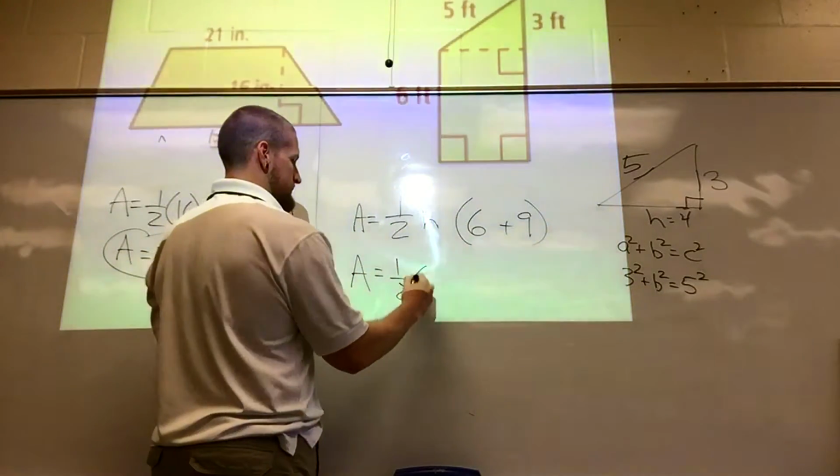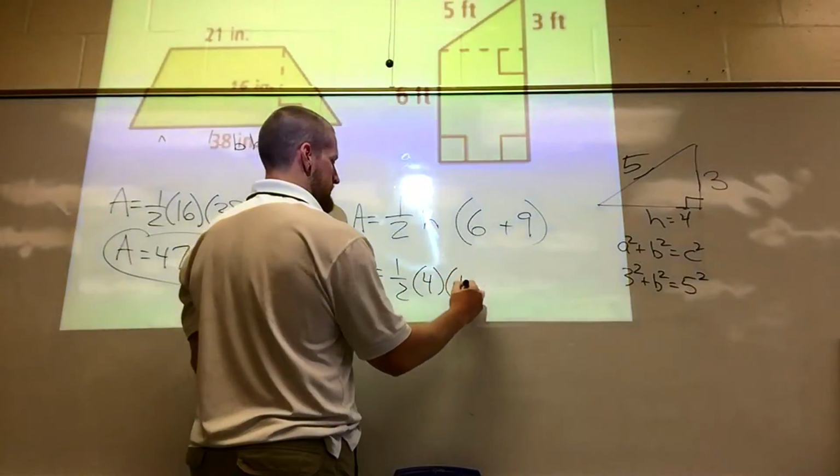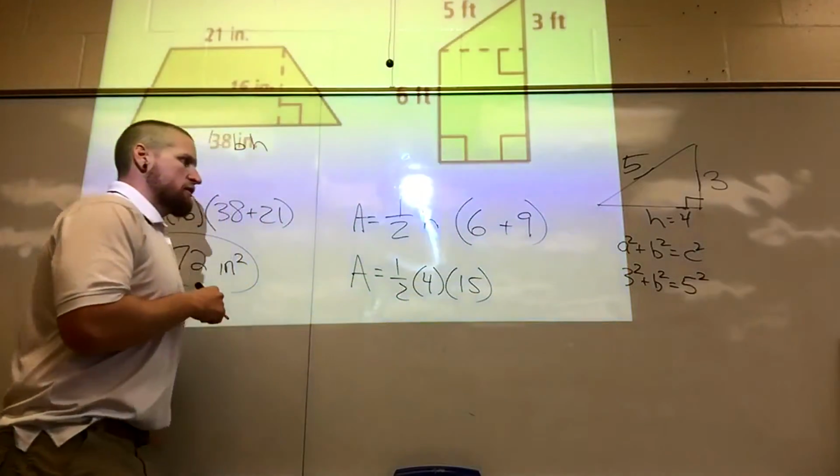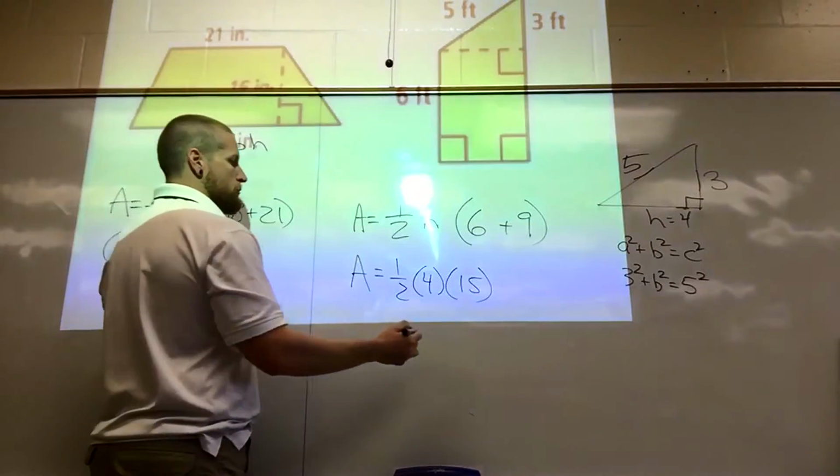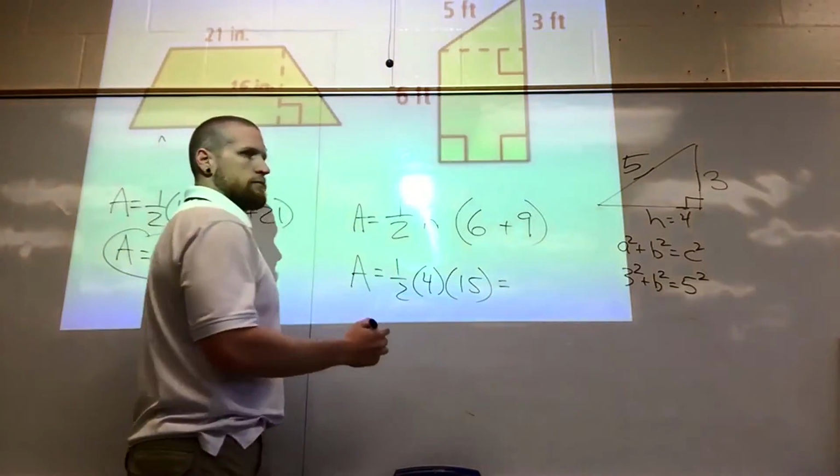What is 6 plus 9? So I've got that now. Okay? What's 25 minus 9? 16.